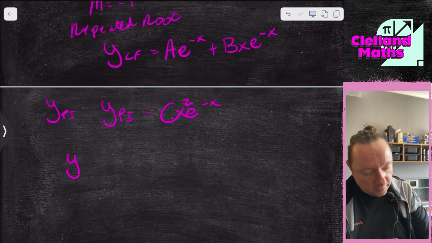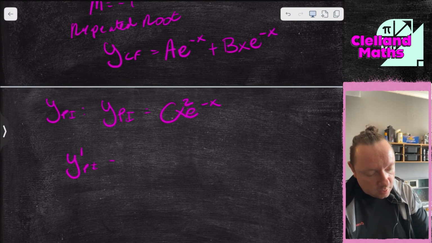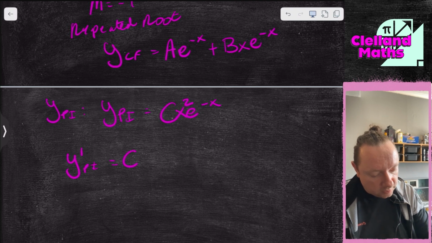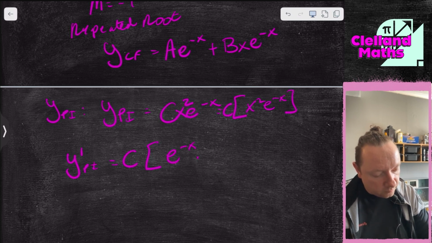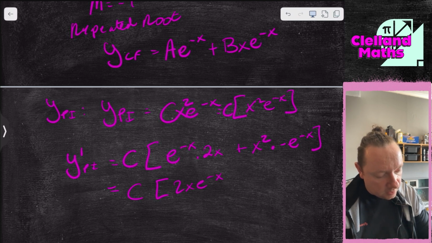So now we can do y dash. So we've got a product, so I'll just take the C out so it's clear. C x squared e to the minus x. So I've got v u dash plus u v dash. So that equals C, 2x e to the minus x minus x squared e to the minus x.